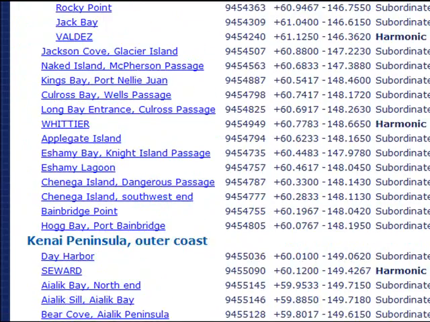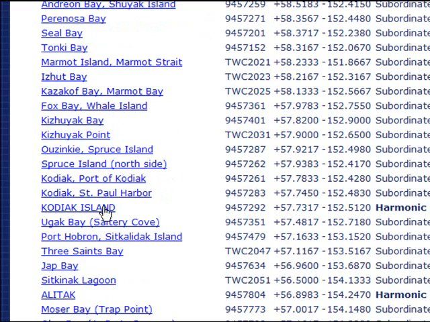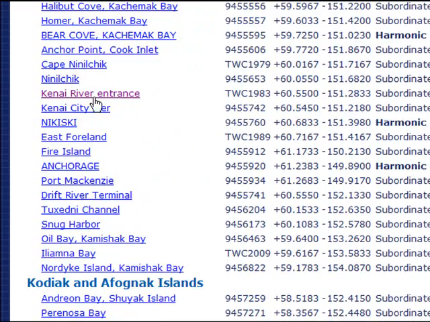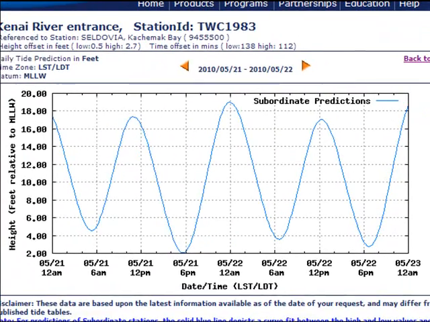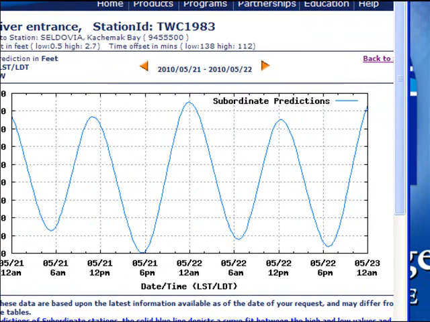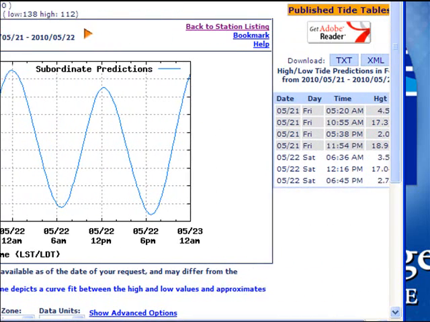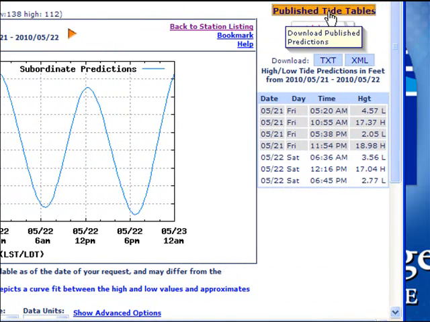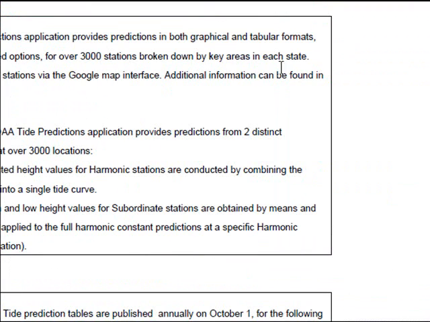Cook Inlet, Kenai Peninsula, Outer Coast. Cook Inlet would be my one, and there's Kodiak, and then down here is Kodiak Island or Port of Kodiak or Harbor, either one of those. Kenai River entrance is what I'm going to click on for my example. Here I have to scroll this a little bit out of the way because it's a little bit off. There we go. Published tide tables is probably the best way to look at this.